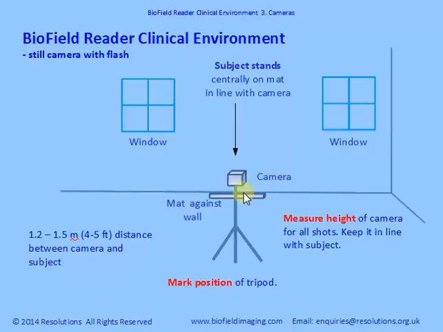Have the subject stand on a mat, if you've got one, and have them standing against the wall. Have them about 1.2 to 1.5 metres, that's 4 to 5 feet, distance between the camera and the subject. Again, you'll adjust the height of the camera for different shots. You can mark the position of your tripod, so if you're going to be doing comparison scans, you know exactly where everything was, and you can measure the height of the camera.